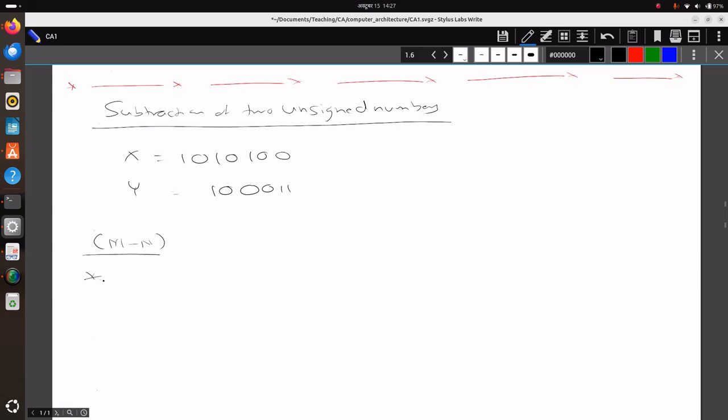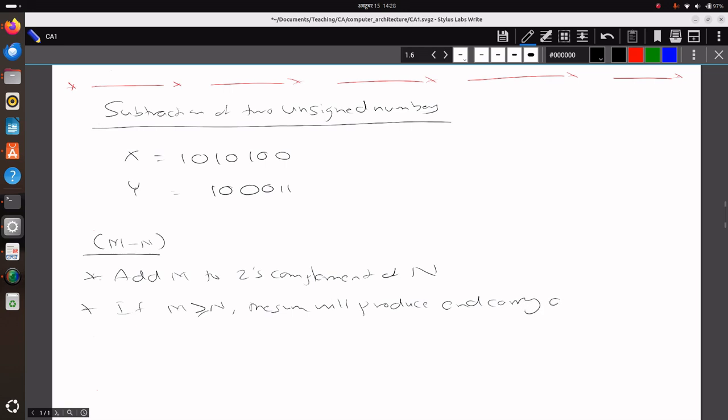the steps are: we add m to the 2's complement of n. If m is greater than or equal to n, the sum will produce an carry, and we neglect that carry.